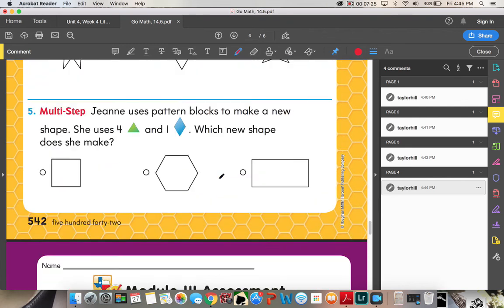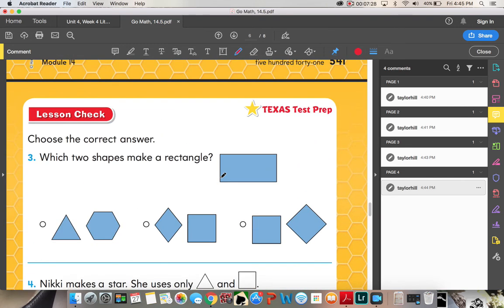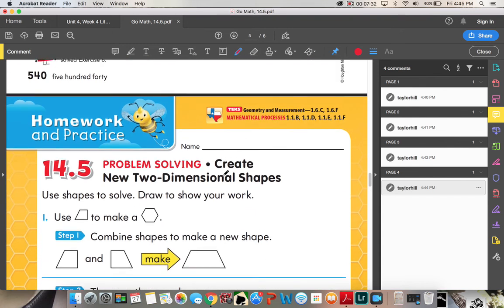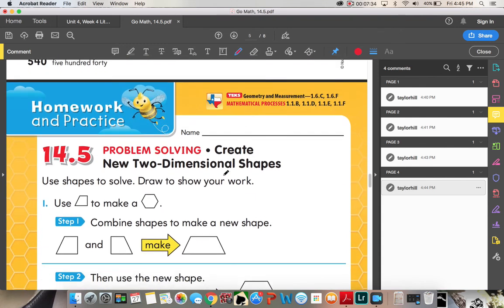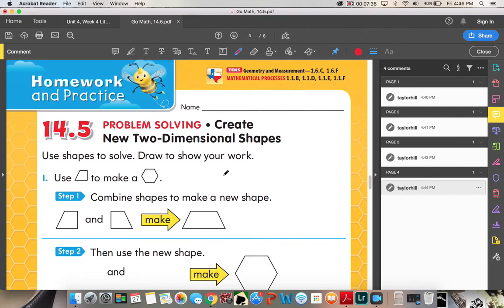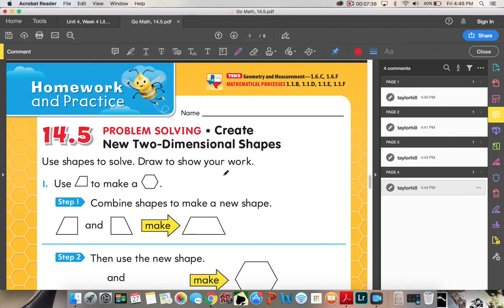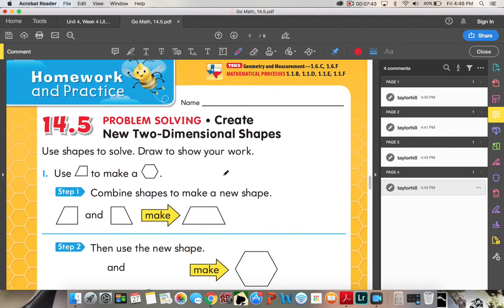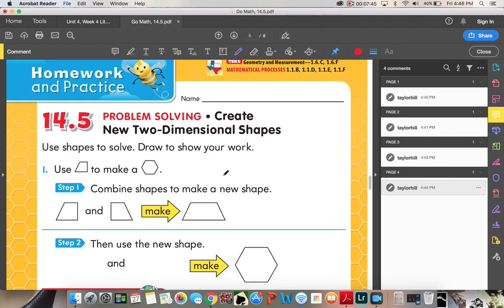Remember to go slowly, check your work. Remember to read carefully. If you don't understand, have your parents read it to you. And just do your best, try your best. Alright, that is the end of 14.5.